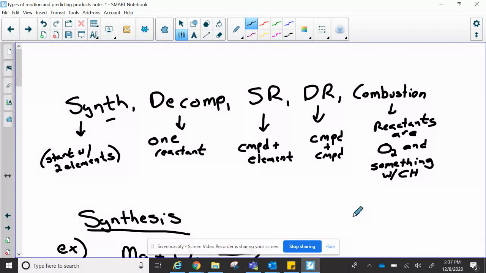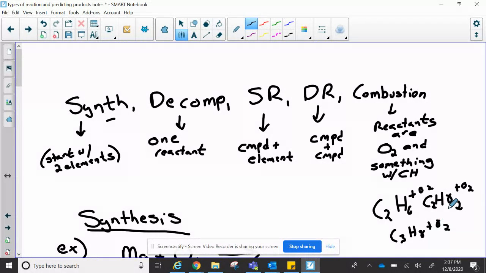So you might see like C2H6 or C3H8. And sometimes you might see something like C2HO2, something like that in your reactants. And then your second reactant is always going to be oxygen. So plus O2. And this right away tells you that it's a combustion reaction. And all of that determines how we predict our products.